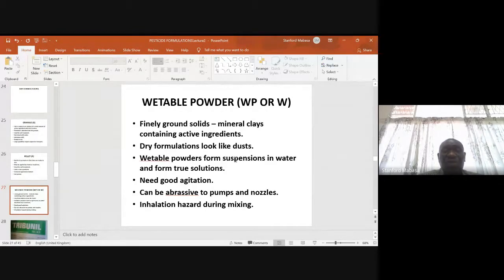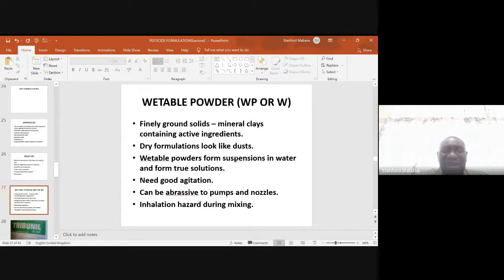Now we move on to wettable powder, WP or W. From my experience, I don't like these pesticides, which are in the form of powders. You really need a mask when handling these. Otherwise, wind can easily blow the stuff into your face.